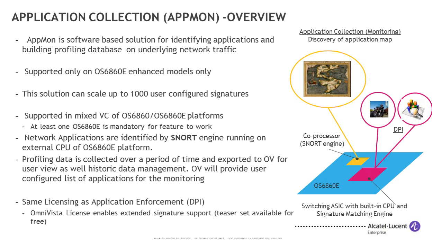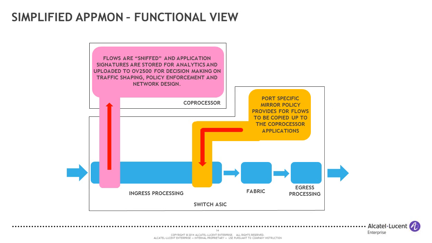So the way APPMON works from a high-level functional view, if you think about how a packet ingresses and egresses a switch: on ingress, we take a copy of that packet, basically a port mirror, if you're familiar with port mirroring and how that works. We send a copy of that packet to the coprocessor. The coprocessor has what's called a signature matching engine, and that's the licensing model: OMNIVISTA will download the signatures and push them to each of the switches in the network, and as the packets are sent to this coprocessor, it queries the signature matching engine.